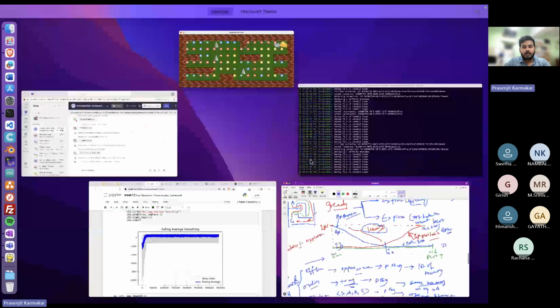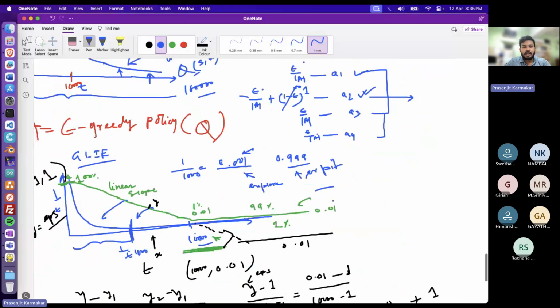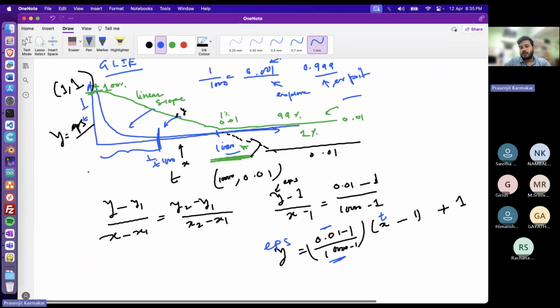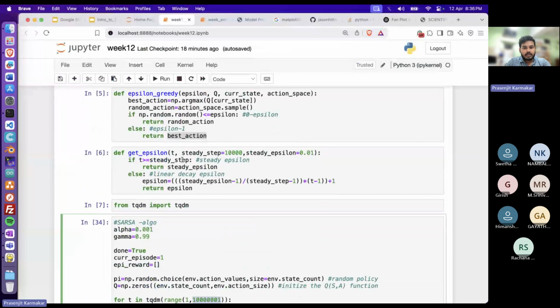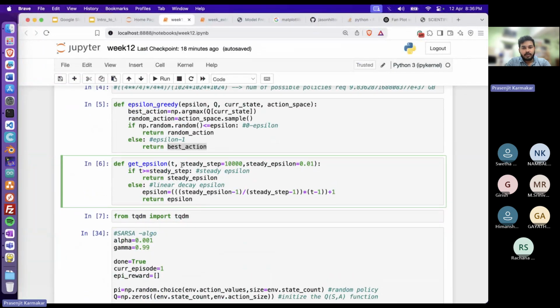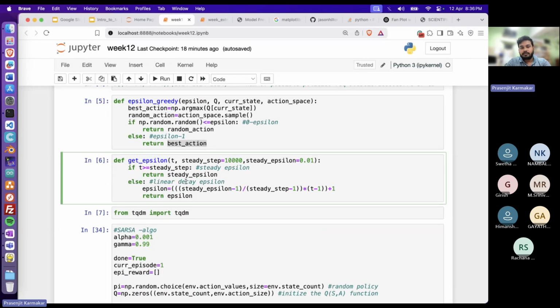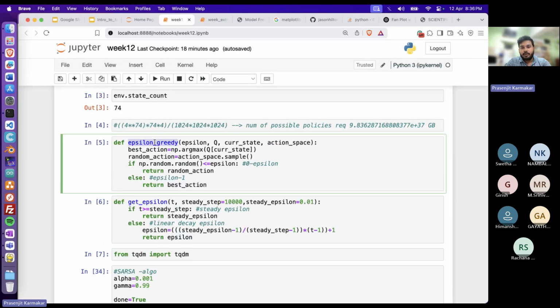That's why in the code also we only consider one parameter, epsilon. In the code, with epsilon greedy, if you are within 0 to epsilon, you take a random action. If you are within epsilon to 1, then you take the best action. So this is the exploration part, and this is the exploitation part. Basically one parameter can control the exploration and exploitation trade-off.